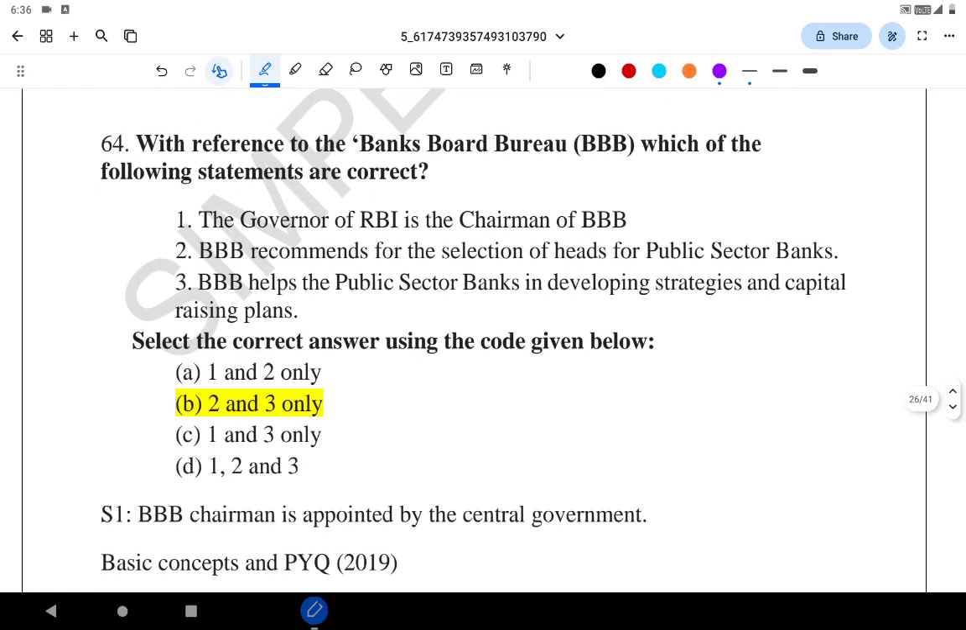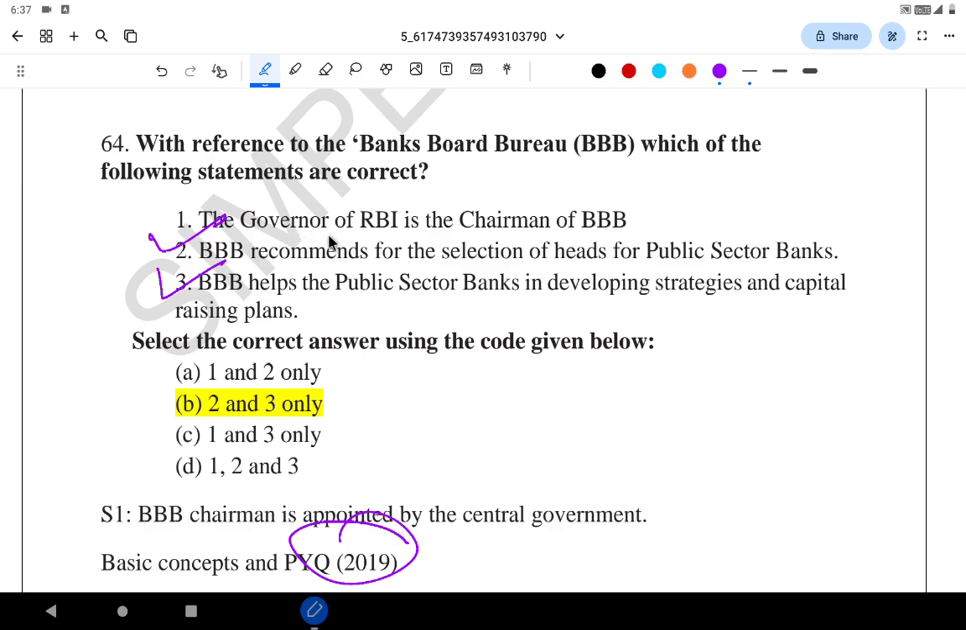Next particular question is on the Bank Board Bureau. The governor of RBI is the chairman of the Bank Board Bureau. The Bank Board Bureau recommends the selection of heads of the public sector banks. Correct. BBB helps the public sector banks in developing strategies and capital raising plans. Correct. The question related to the Bank Board Bureau was asked in 2019.